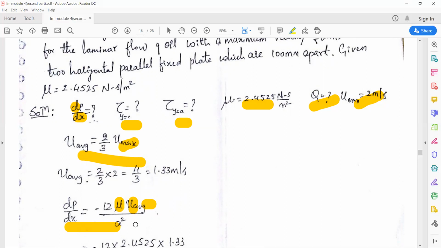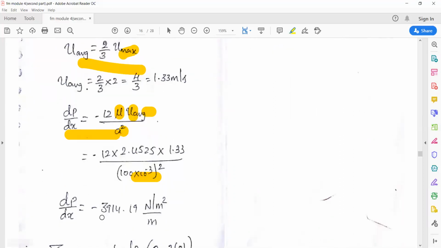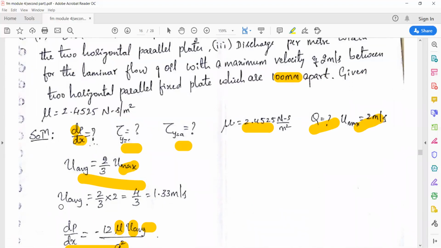You can substitute u, and a is the distance between two plates, that is 100 mm as given. Millimeter has to be converted to meter by multiplying by 10 raised to minus 3. If you substitute, you'll get the value of dp by dx. So dp by dx is equal to minus 3914.19 Newton per meter square per meter. All right, so that is the value of dp by dx.